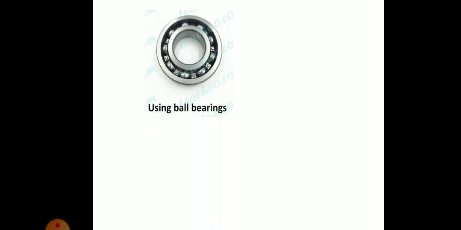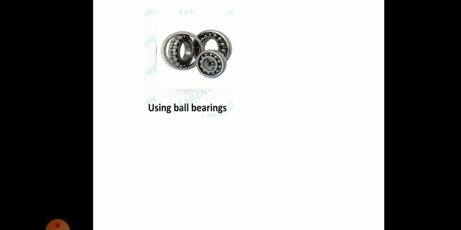Okay, so next is by using ball bearings. You can see the ball bearings here. So ball bearings are small metal balls, okay, placed between the moving parts of the machine. You can see here it is made up of small metal balls fixed in a circular shape. So it is placed between the moving parts of the machine. So when the machine rotates, this also rotates, thereby reducing the friction.